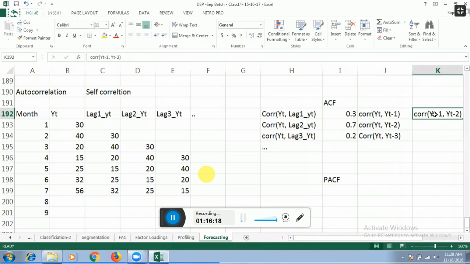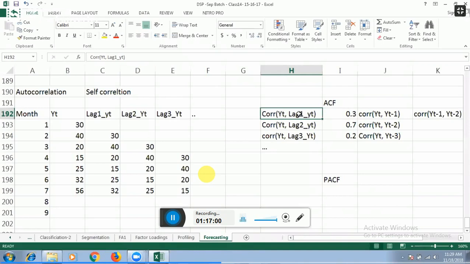How is it related? That's the lag I'm talking about, right? That is 1 month behind. But how can YT minus 1 be related to YT minus 2? See, my current month sale depends on the previous month sale, and my previous month sale depends on the previous to previous month sales. That's possible or not? So if I want to see really the influence of only the last month's sale, I need to remove the impact of the previous to previous month sales.